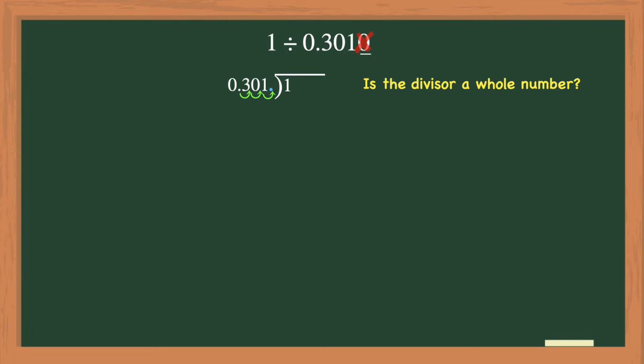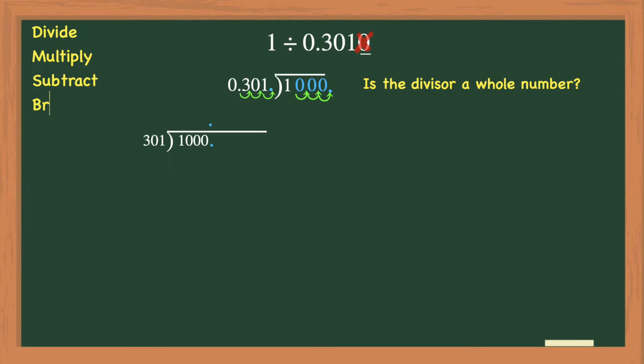And to keep the expression balanced, I will need to move the decimal point the same number of places in the dividend as well. But first I need to place this decimal point to the right of the 1, and then I can move it 3 places to the right, making sure that I put in these zeros as placeholders. So now I have 1,000 divided by 301. And now I'm ready to begin the long division process by following these simple steps. First you divide, then multiply, subtract, bring down, and then repeat until you are done.